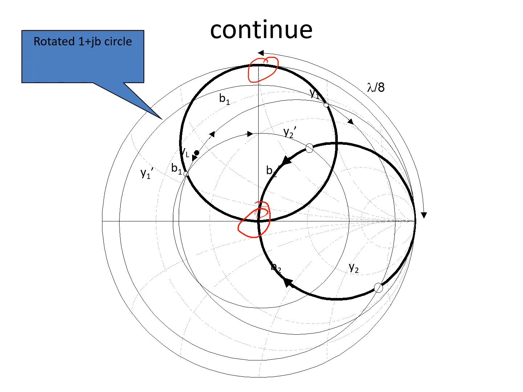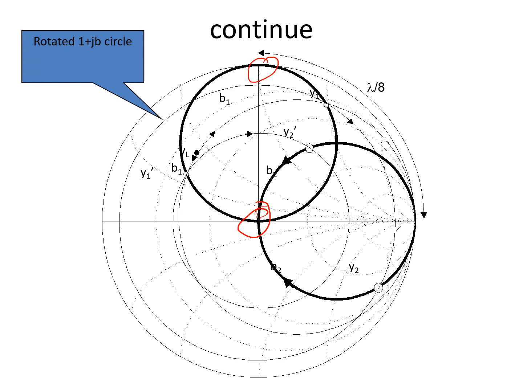This is lambda by 8 because the total length of the Smith chart is lambda by 2. So the total length of the Smith chart is lambda by 2, that is 360 degrees equals lambda by 2. So 90 degrees will be equal to lambda by 8.